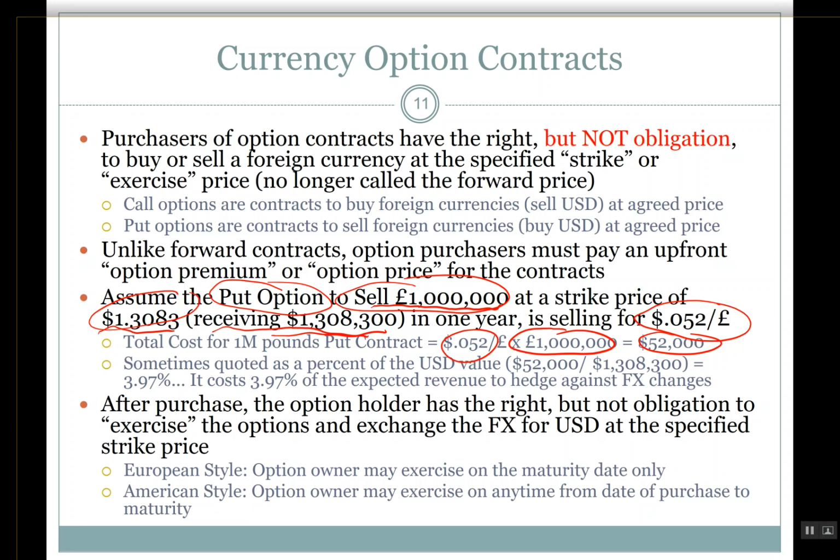Now, what if the exchange rate is $1.05? Goldman, I'm here to exercise my option. I'd like you to give me $1.3 million for £1,000,000, $1.30. Please, thank you. Literally, that's all you do. That's called exercising the option. So you only exercise it when it's in your favor. So really, worst case, you can lose $52,000.